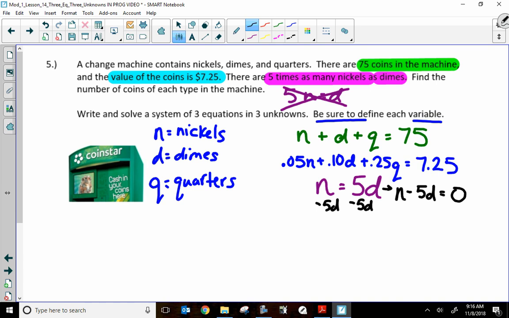Why did I select the n? Because right here I already have one n, and right here I already have one n. So I am going to combine my first equation with my third one. That's the first step I'm going to do.